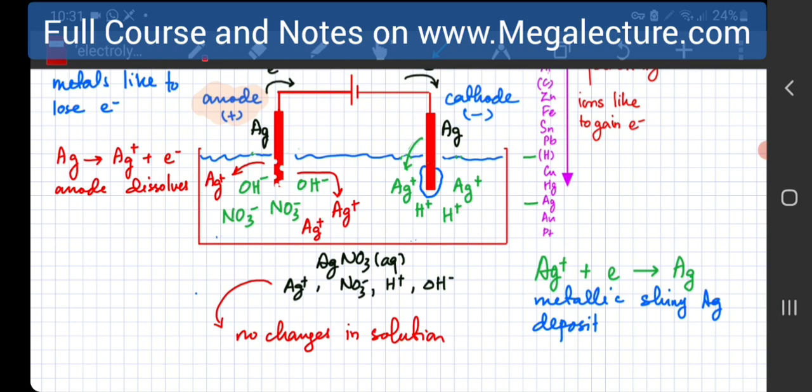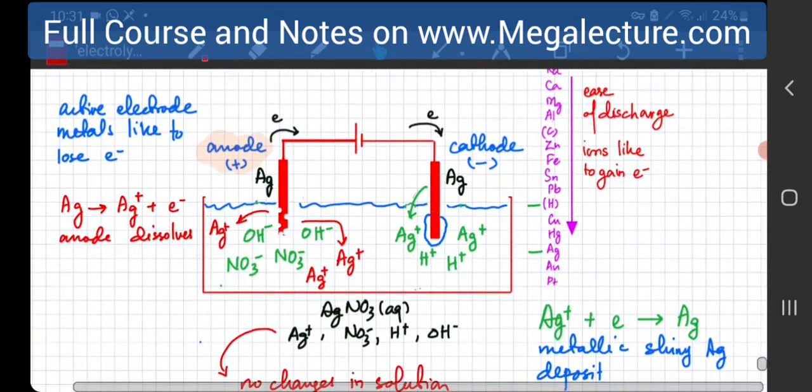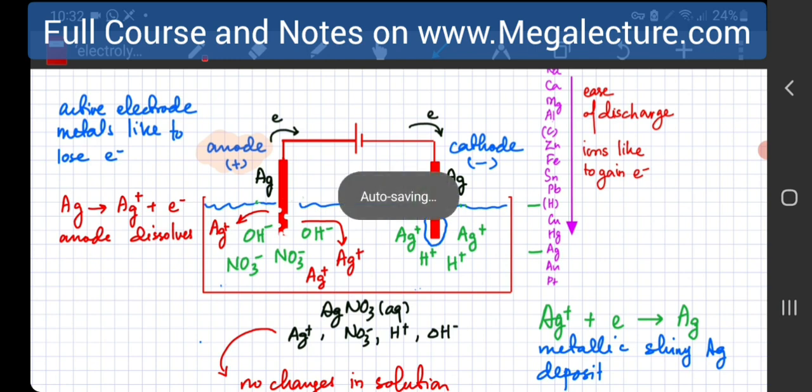Now listen to this carefully. You've understood the process of active electrodes: silver dissolving on one side and silver getting deposited on the other side. Now this is a very useful method when it comes to electroplating. Let's say you've got a spoon that's made out of a very cheap metal and you want to cover that spoon with silver.